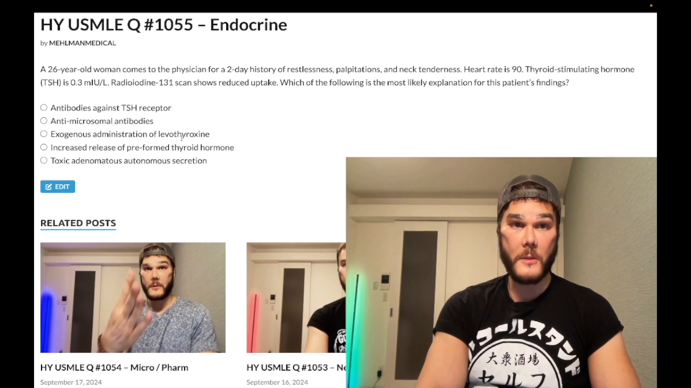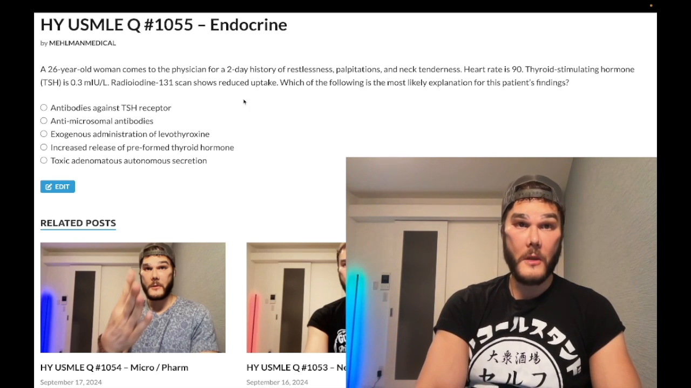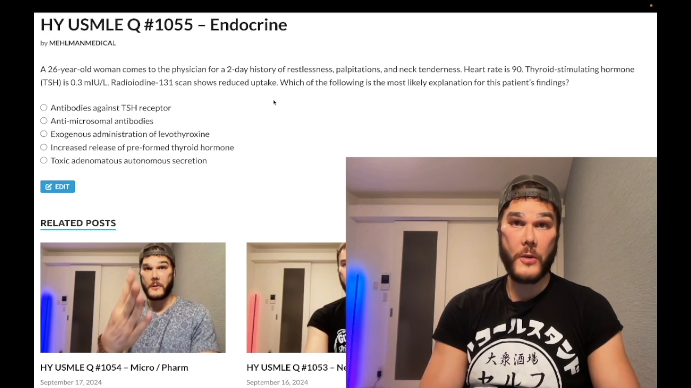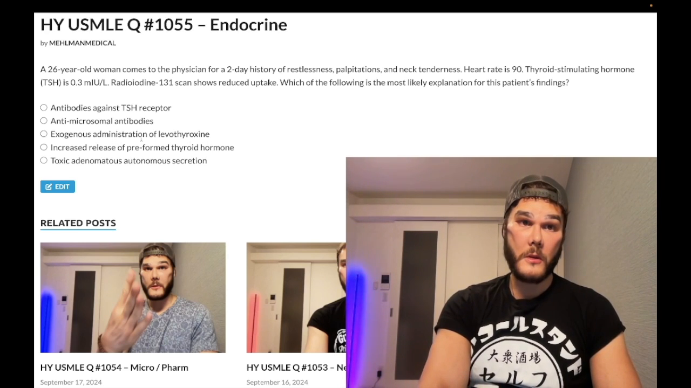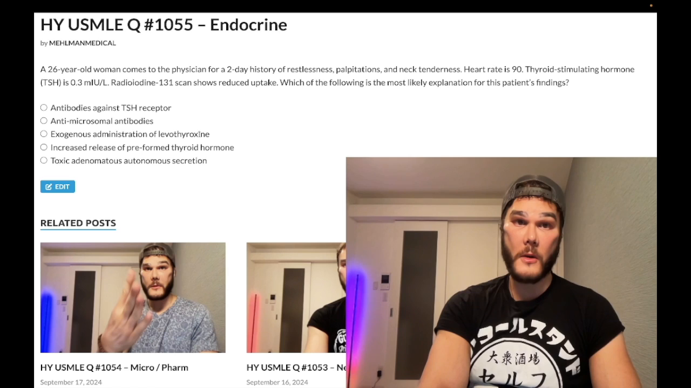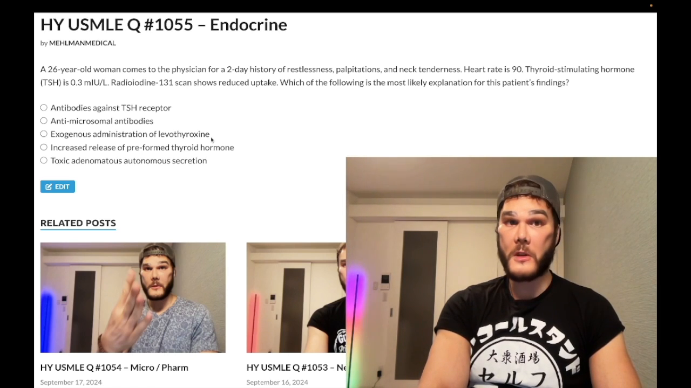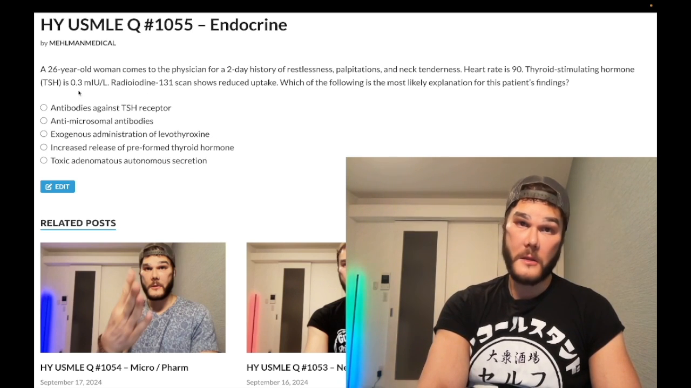Choice C, exogenous administration, levothyroxine, just T4, wrong fucking answer. So this patient, the reason it's wrong, now some of you are going to get emotional right now. If you're exogenously administering thyroid hormone, aka surreptitious thyrotoxicosis, aka factitious thyrotoxicosis, you would have suppressed TSH and you would have reduced uptake in the thyroid gland.